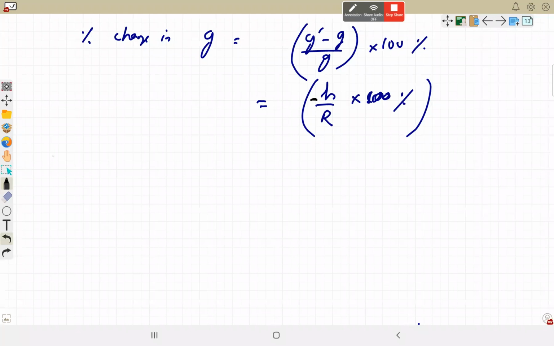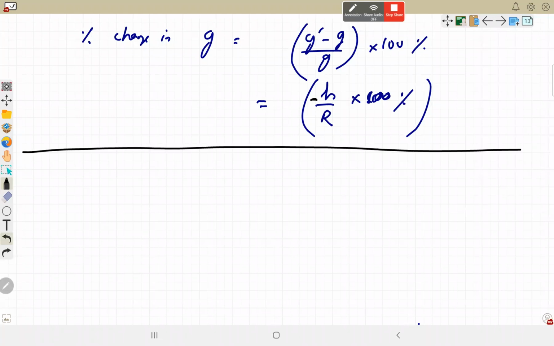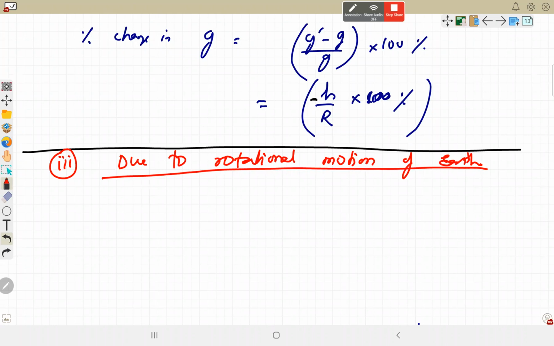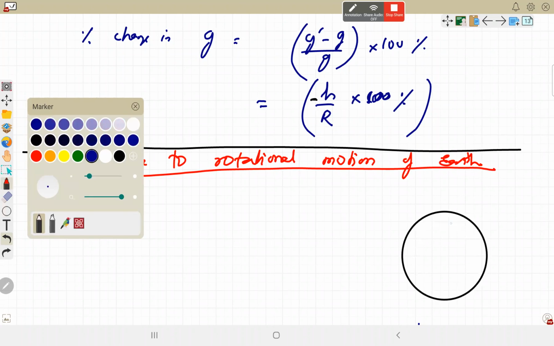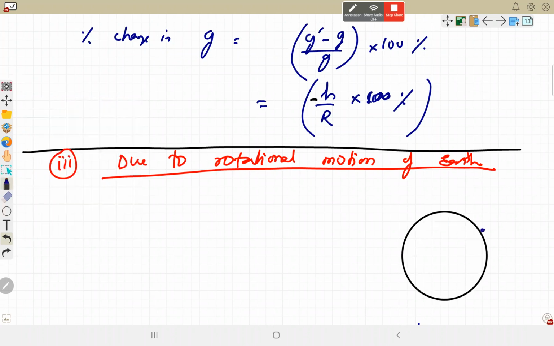The third variation is due to the rotation of Earth. Earth rotates on its axis, due to which every particle on the surface of Earth experiences some centrifugal force due to the rotational motion of Earth. Earth is rotating on its axis, so Earth is a rotating frame. A rotating frame means it is an accelerating frame. Anything present on the surface of Earth also rotates with the Earth. Therefore Earth has an acceleration toward the center.